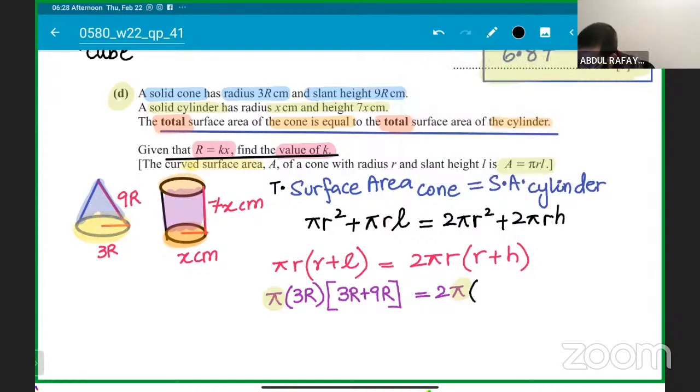Radius for the cone was, radius for the cylinder, sorry. The radius for the cylinder is x, sir, and radius plus this one will be x plus 7x. Okay, is everyone with me following? Radius of the cylinder is x, sir.